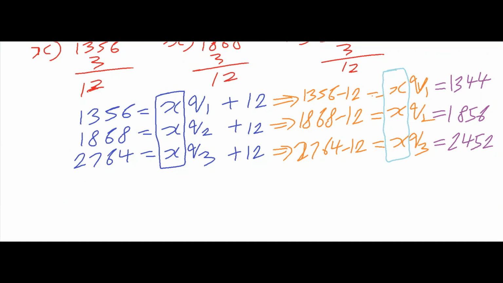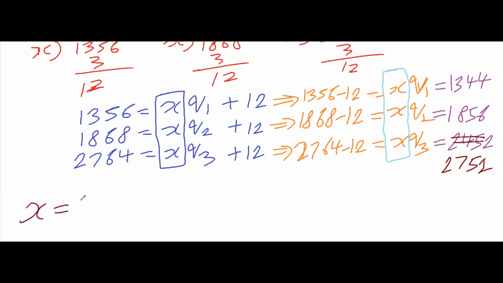There is a small mistake. This number should not be 2452; it is 2752. Fine. So now I have understood that if I take the HCF of these three numbers, that will be nothing but x.